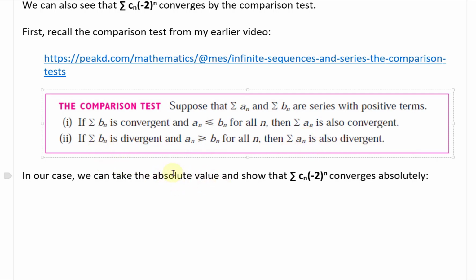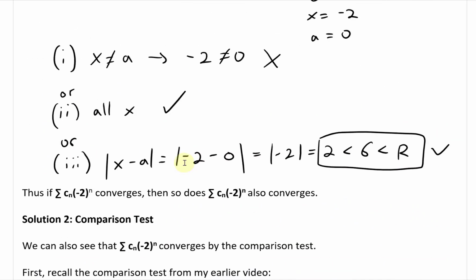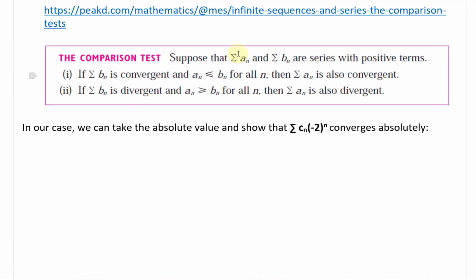So in our case, we can take the absolute value and show that the summation of Cn times negative 2 to the power of n converges absolutely and hence converges. When it's absolute convergence, it also implies regular convergence. Alright, so in our case, for the comparison, we're going to compare it with this bn there. I'll write this here. The summation of this bn series, to make it the same notation as the comparison test, equals, let me write this a bit neater one more time.